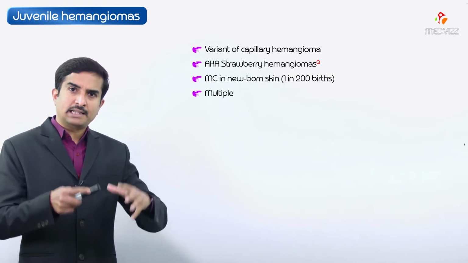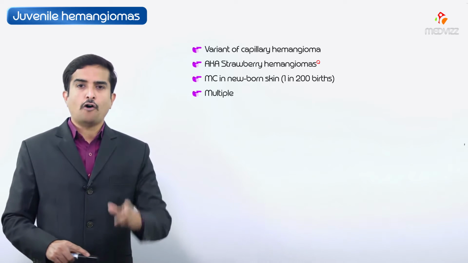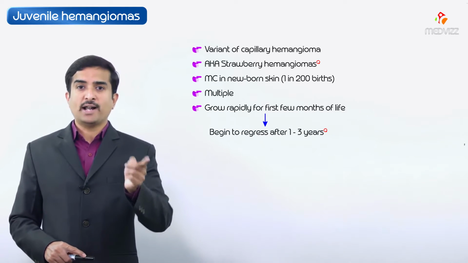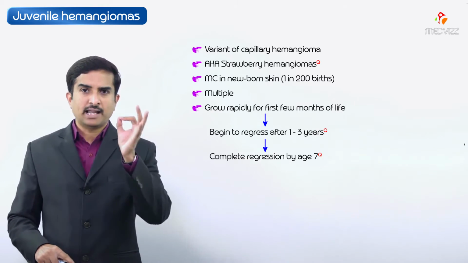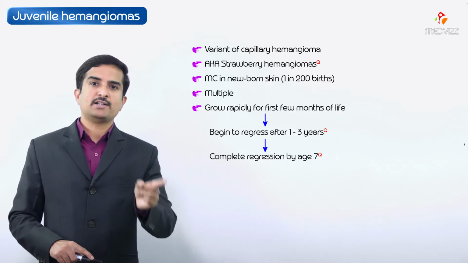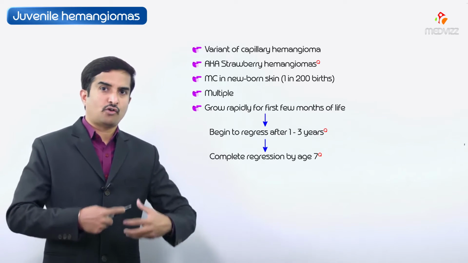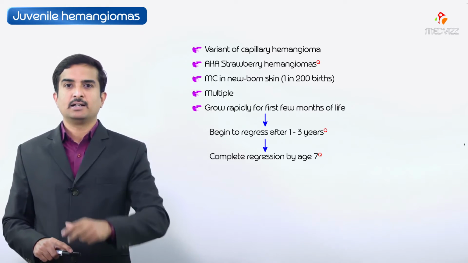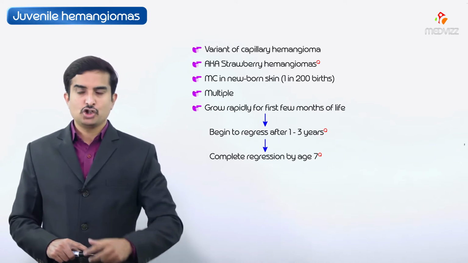And when compared to the normal classical type of capillary hemangioma, these juvenile capillary hemangiomas often grow rapidly for the first few months of life, but they begin to regress after 1 to 3 years after birth, and they completely regress by the age of 7. This is the MCQ point. Juvenile hemangiomas completely regress by the age of 7. They begin to regress after 1 to 3 years, which means initially after birth, they tend to be more rapid. Regression starts after 1 year or 3 years, and complete regression can be seen by the end of 7 years, right? This is about the juvenile capillary hemangiomas.